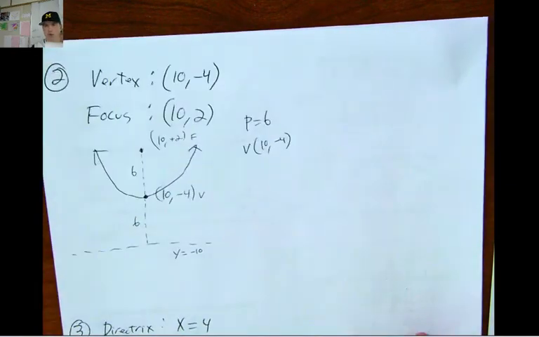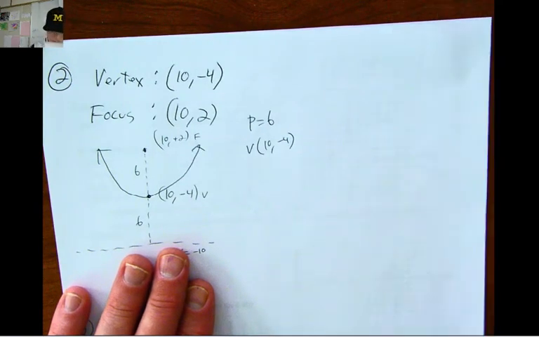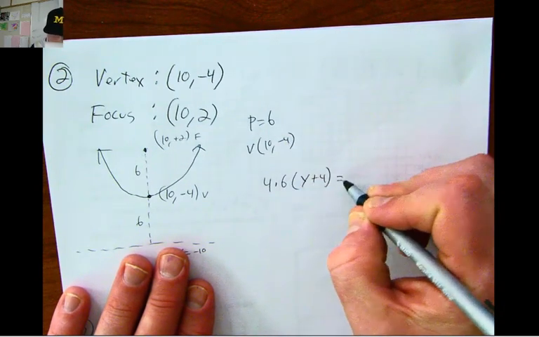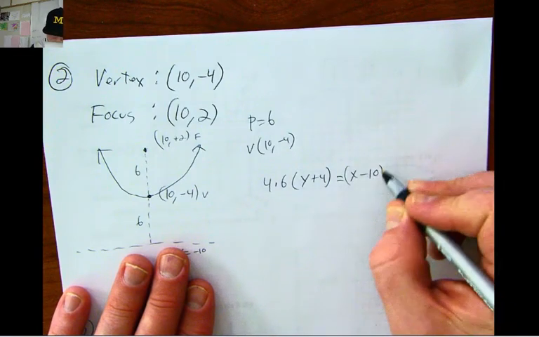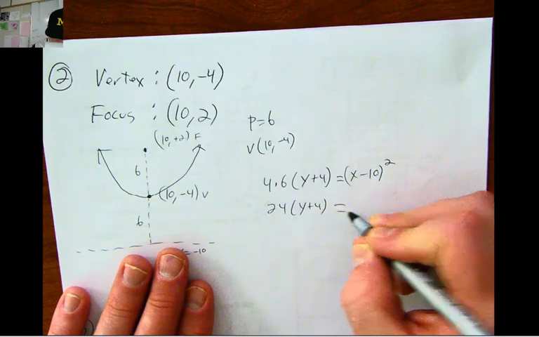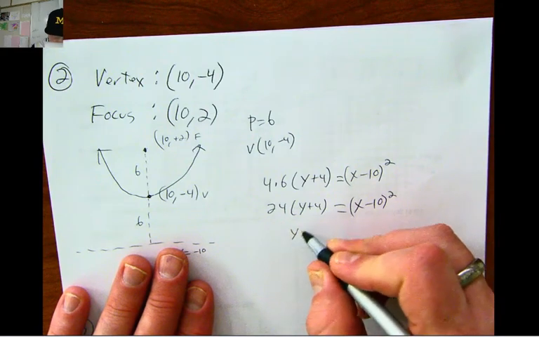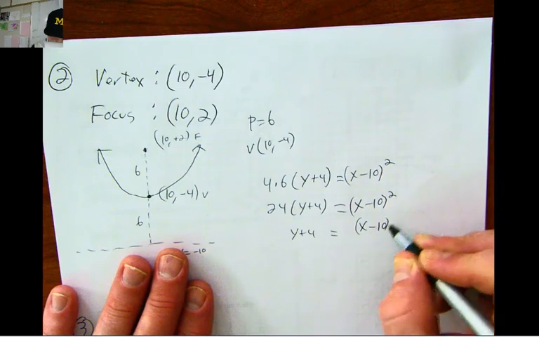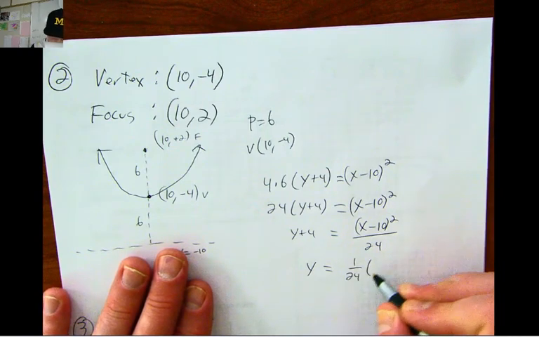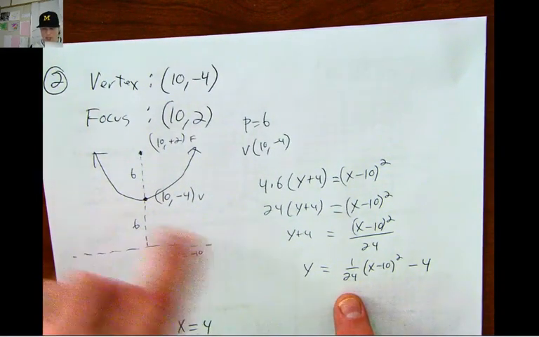So at the end of the day, when I get to the answer, it should be positive because it's upward facing. But if I use this equation right here, this 4p one, I have 4 times 6 times y minus k, so y plus 4 equals x minus 10 quantity squared. All right, algebra. 24 times (y plus 4) equals (x minus 10) quantity squared. Divide both sides by 24. So y plus 4 equals (x minus 10) quantity squared over 24. Subtract 4 from both sides. So I end up with 1 over 24 times (x minus 10) quantity squared minus 4. And this is an upward facing parabola, so my answer should be positive.